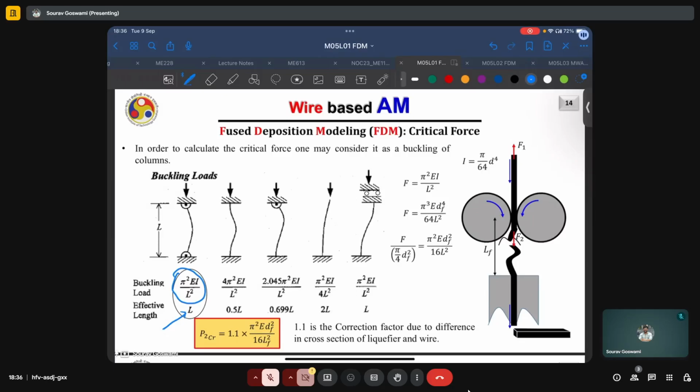Thus, the critical buckling load may be found as pi square EI by 16 L squared, times this factor of 1.1, or an additional 10%, which is the correction factor due to the difference in cross sections of the liquefier and the wire. Because remember, we said that the opening of the liquefier is constricted.